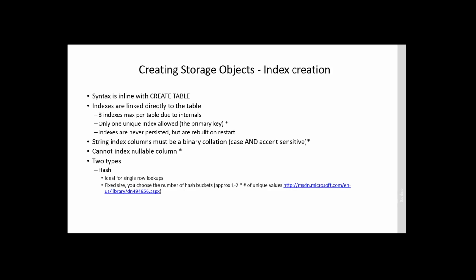Okay, so we have two types of indexes that we can work with. One is called a hash index. Now this hash index lets you do single point lookups very well. So you choose the number of buckets for your table, approximately 1 to 2 times the number of unique values. Even if it's a unique index, you need to have twice as many hash buckets. And there's DMVs that you can check, and there's probably in that link there as well, that you can see the average bucket length, you can look at the buckets.